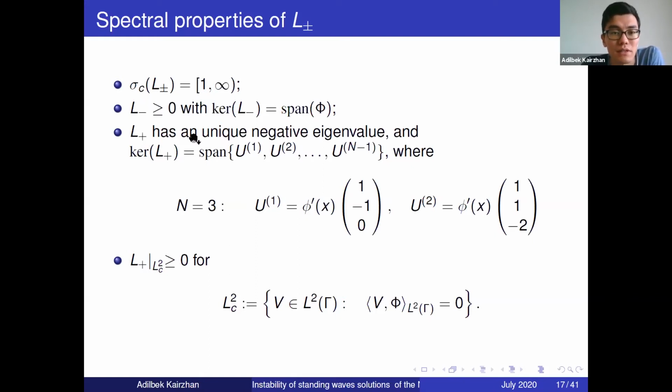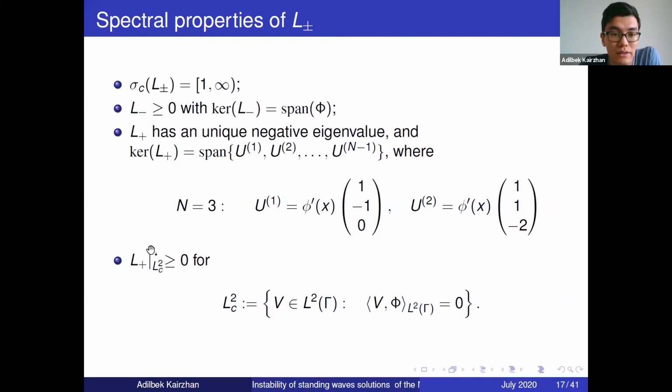L plus has a unique negative eigenvalue, and the kernel is given by some functions u1 up to u_{n-1}. So the kernel is n-1 dimensional if you have n edges in the star graph. There is a particular procedure, and you can find it for general n, but for example for n equals 3, you can find that u1 and u2 are given in this way. Each of these u_j is orthogonal to the others, so it's an orthogonal family.